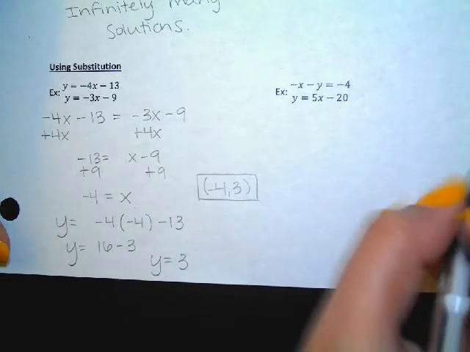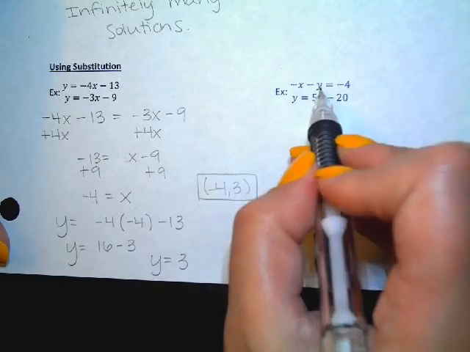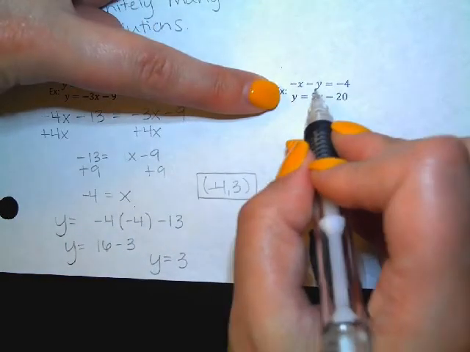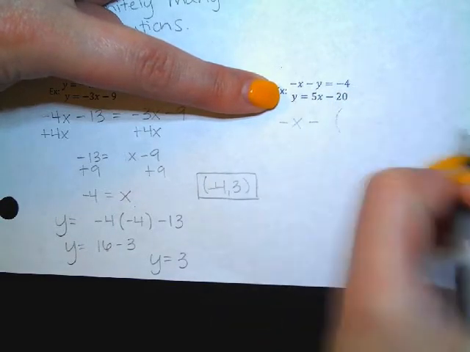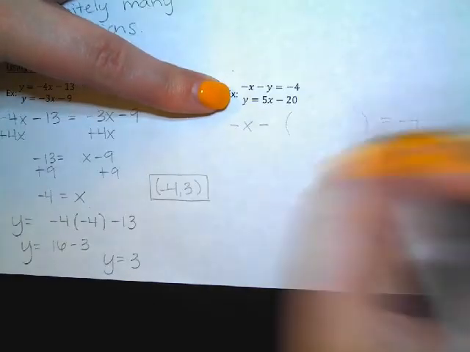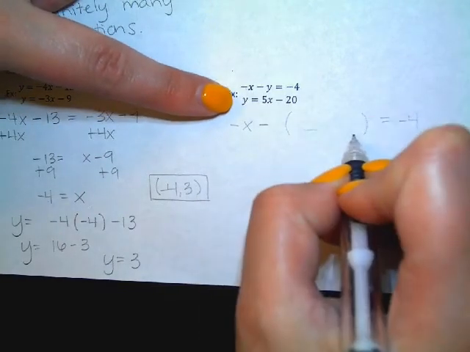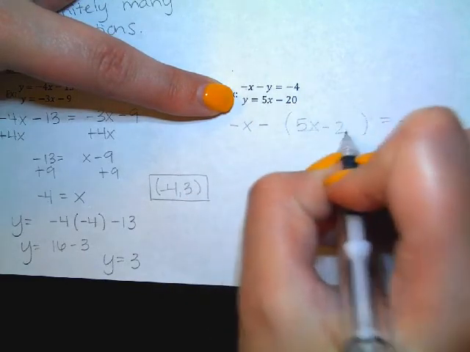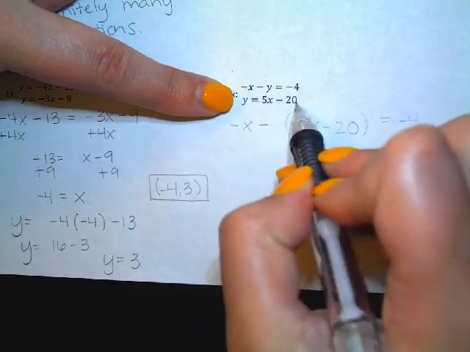Now this problem is a little bit different. You have one equation where the y is all by itself, and the other equation the y is not all by itself. So what we're going to do is we're going to take this y and we're going to stick it in right here. So we're going to have -x minus, we're going to plug y in, equals -4. So -x minus y equals -4. We know that this is where the y goes. And this tells us that y is equivalent to 5x minus 20. So we took what we knew that y equals and we substituted it in for y.